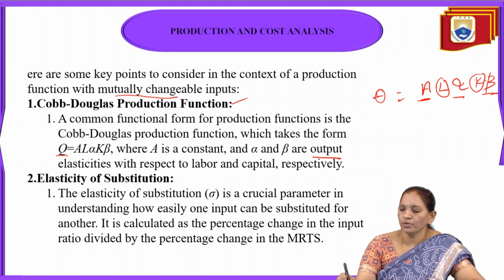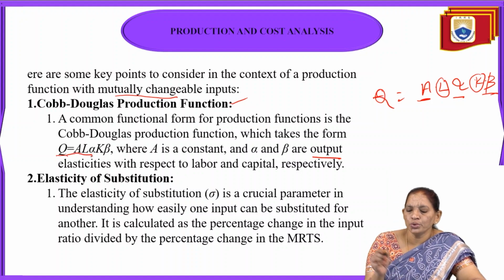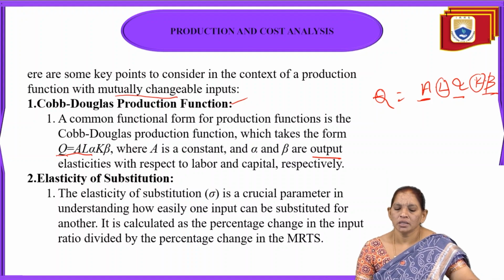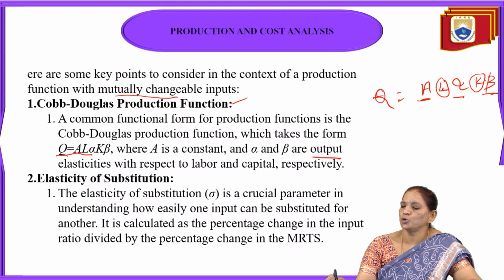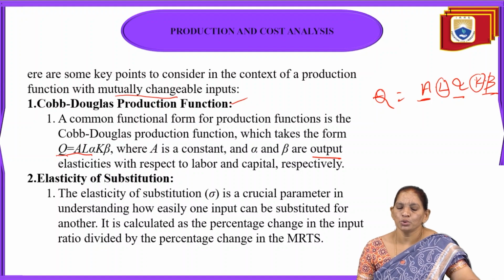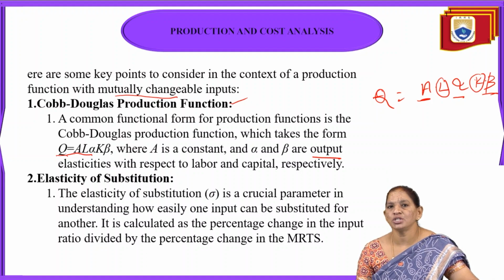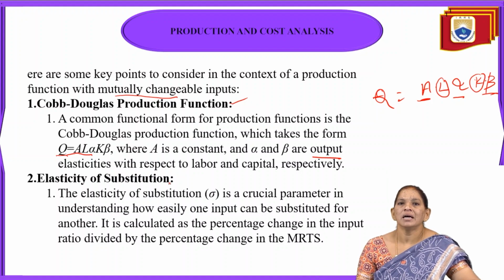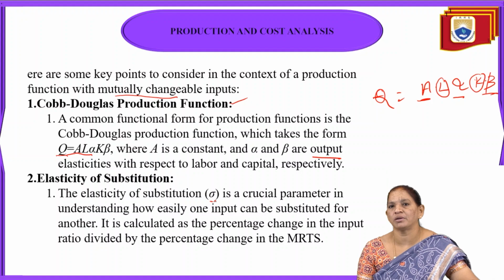Here, when you look at the elasticity, Q is equal to A into L^alpha into K^beta, where A is a constant factor. Alpha and beta are the output elasticities, which represent the substitution of labor and capital. So these are considered interchangeable in the case of the Cobb-Douglas production function, and we can identify this through the elasticity of substitution. Already we have identified that the elasticity of substitution is a crucial parameter which helps us identify the interchangeability of the elements, maybe labor and capital.